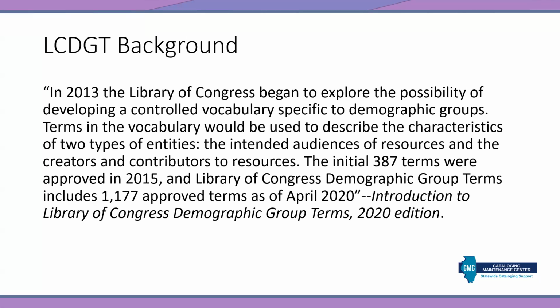So let's talk about LCDGT background. In 2013, the Library of Congress began to explore the possibility of developing a controlled vocabulary specific to demographic groups. Terms in the vocabulary would be used to describe the characteristics of two types of entities: the intended audiences of resources and the creators and contributors to resources. The initial 387 terms were approved in 2015, and Library of Congress Demographic Group Terms includes 1,177 approved terms as of April 2020. Again, that's from the Introduction to Library of Congress Demographic Group Terms, 2020 edition.